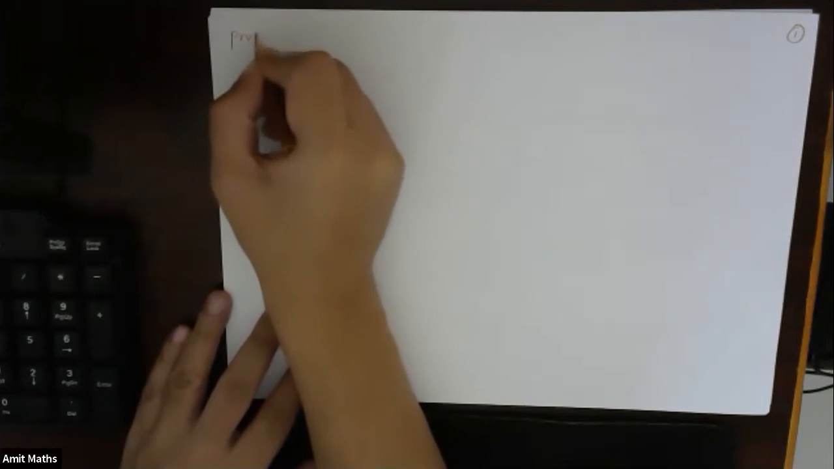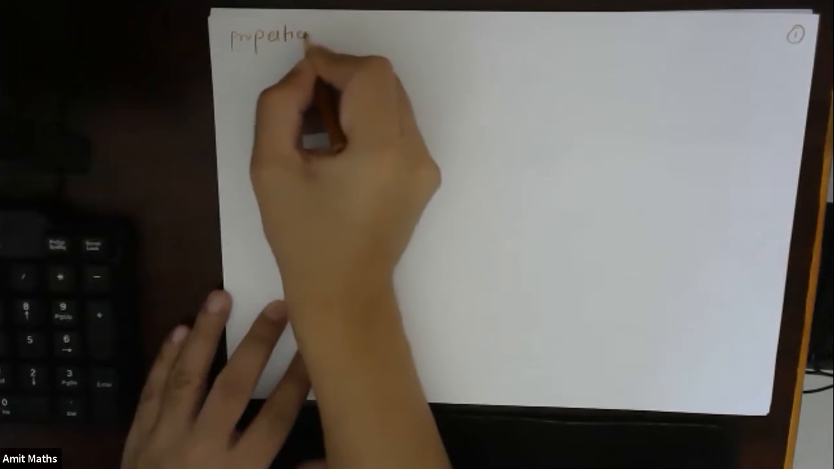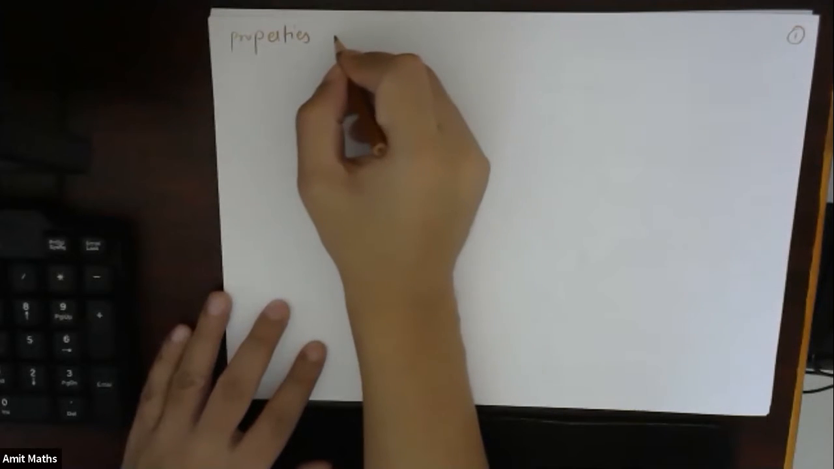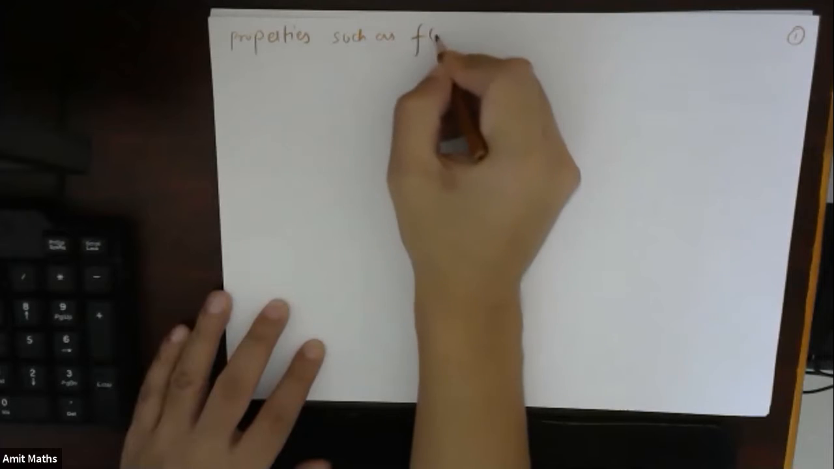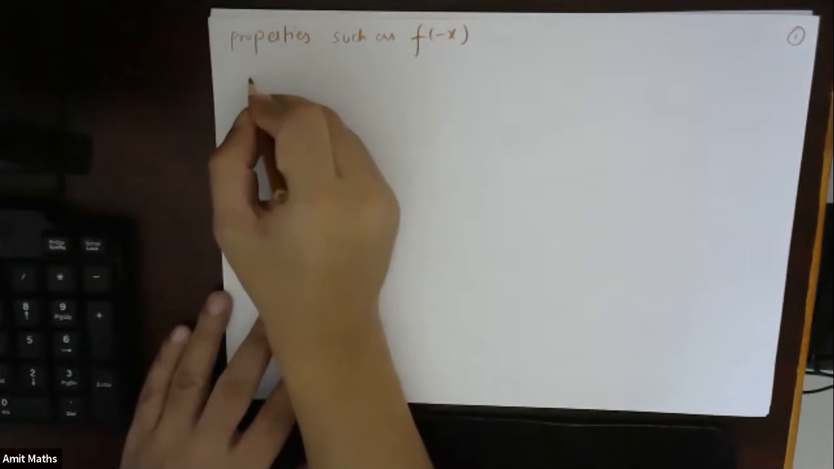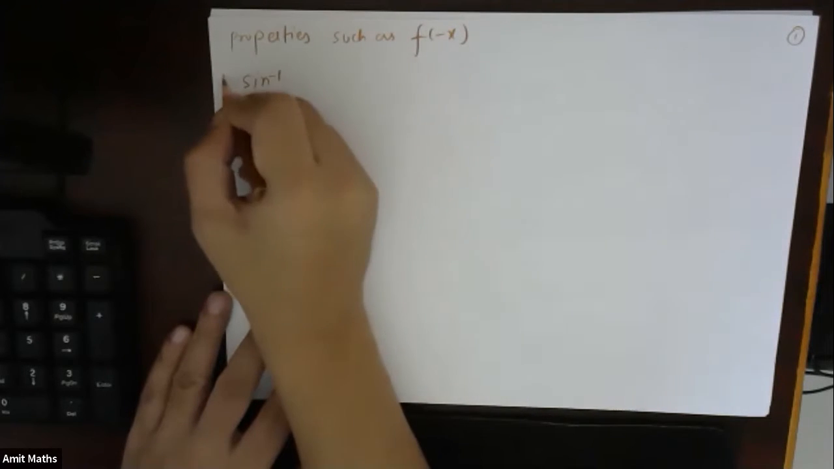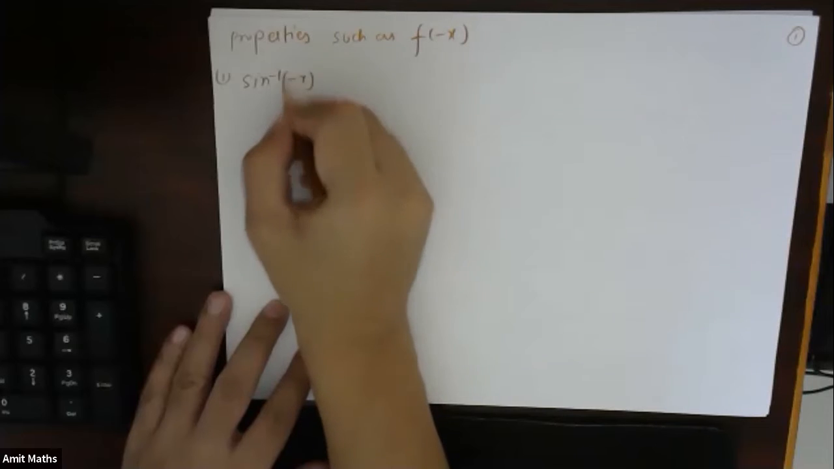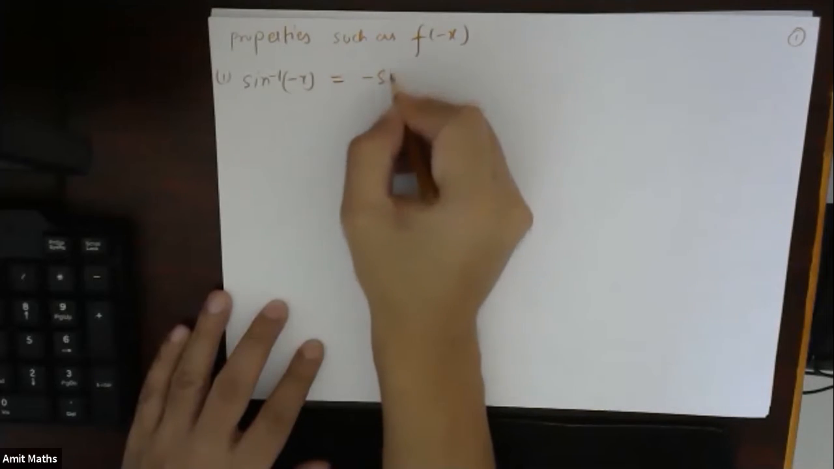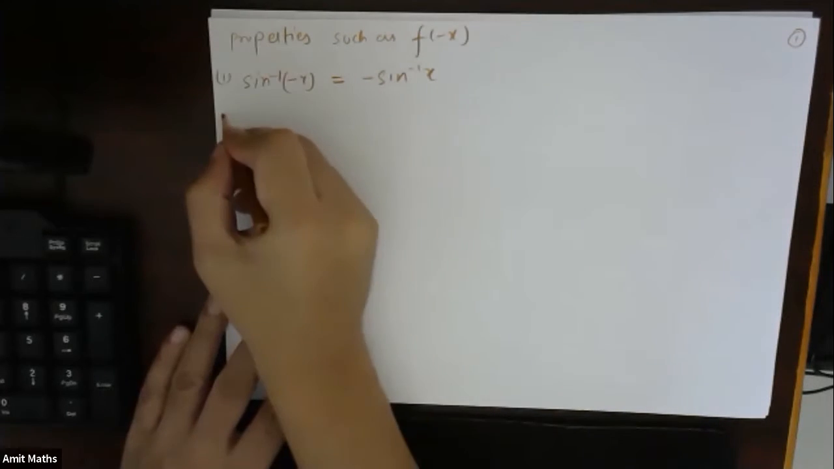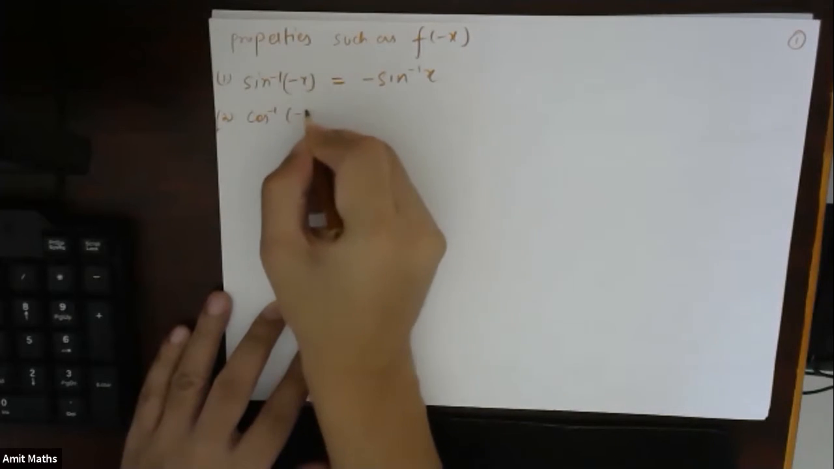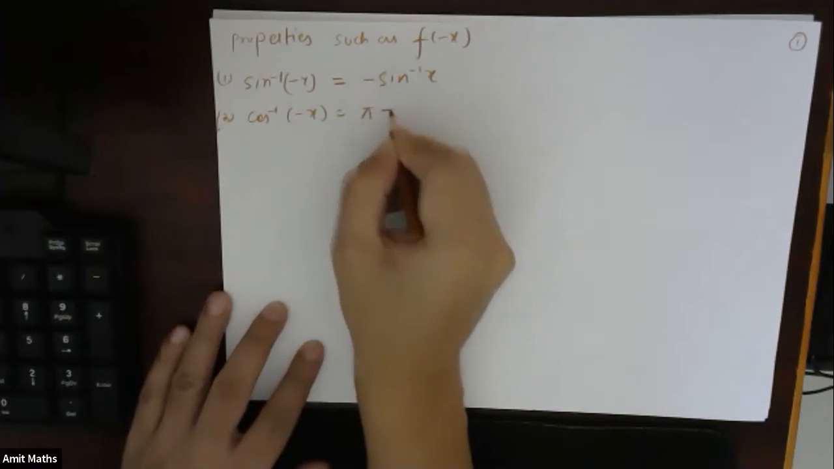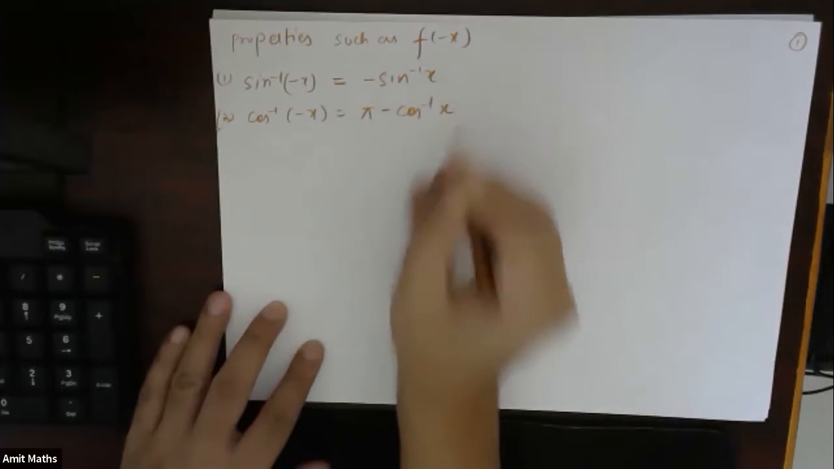So we have seen properties such as f of minus x. First we saw sine inverse of minus x, which we have written simply as minus of sine inverse of x. Second, we had cos inverse of minus x. This we'll write as pi minus cos inverse of x.